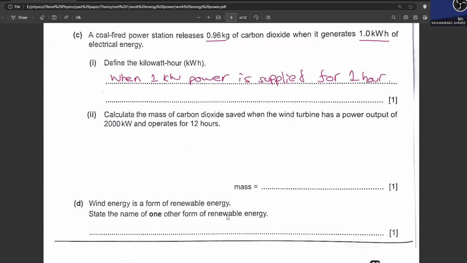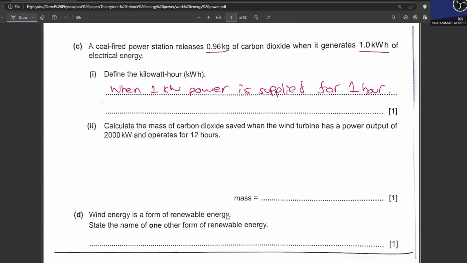Okay, let's further move ahead. Calculate the mass of carbon dioxide saved when the wind turbine has a power output of 20 kilowatts, which operates for 12 hours. Okay, so if your power is 2000 kilowatts and the time is 12 hours, can you calculate the energy? Yes, energy is equal to power into time. 2000 into 12, this gives you an answer of 24,000 kilowatt hours.